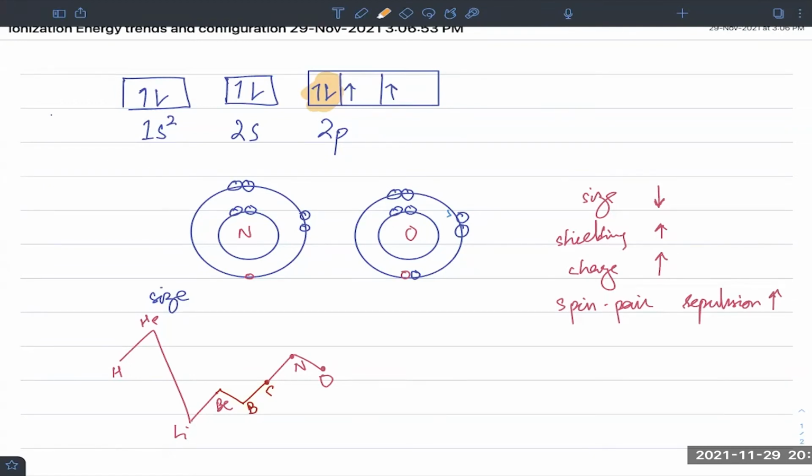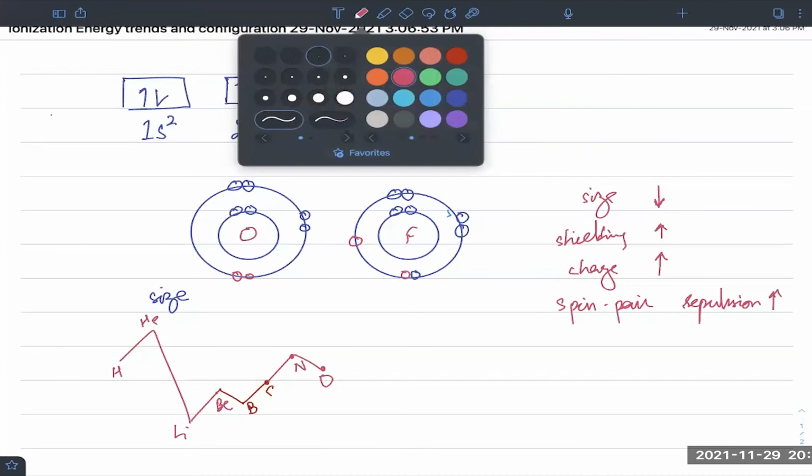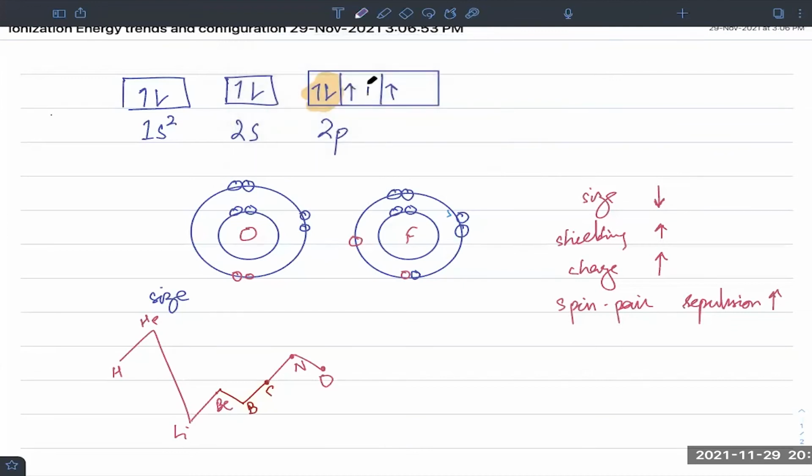Okay, next one. After oxygen, we have, what is that? Fluorine. So oxygen goes here, fluorine comes here. In fluorine, you add one more to oxygen. And where does the electron go? The electron goes into another of these. Okay, it will come here. Oh, sorry, opposite. My bad.